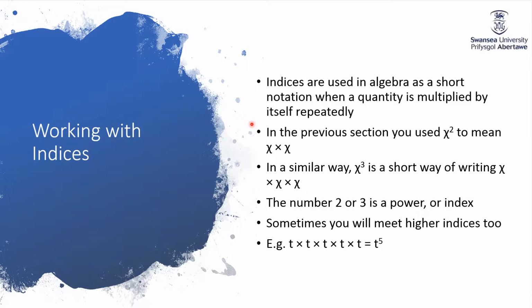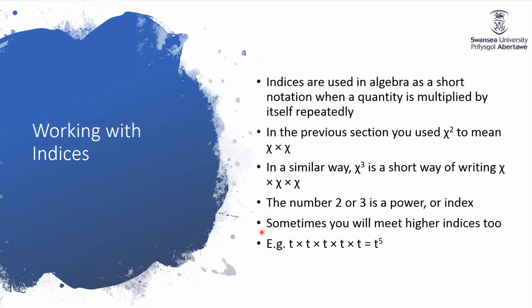Now let's move on to working with indices. Indices are used in algebra as a short notation when a quantity is multiplied by itself. In the previous section, you used x to the power of 2 to mean x by x. In a similar way, x to the power of 3 is a short way of writing x by x by x. The number 2 here, or 3 here, is a power, or index, as we previously discussed.